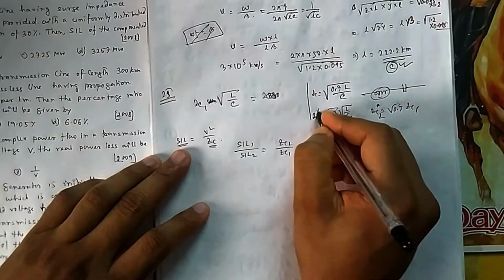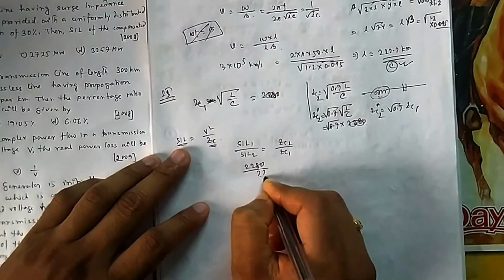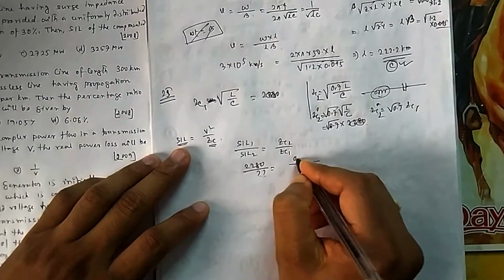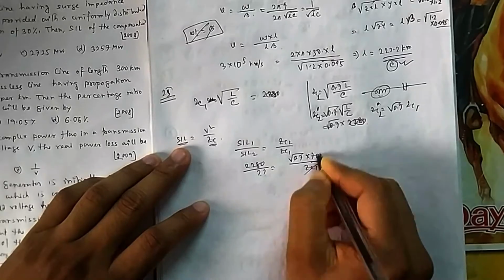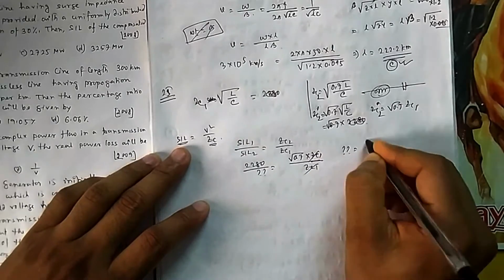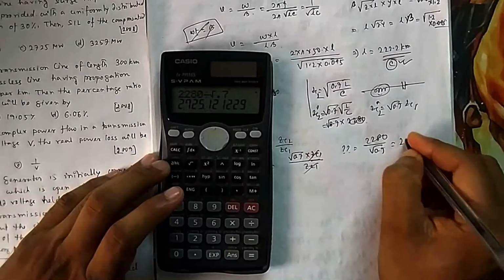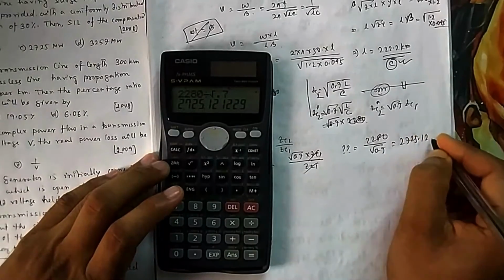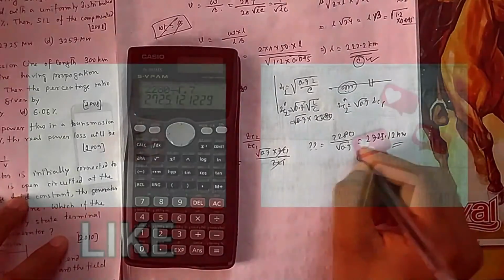Suppose second case is 2. So SIL1 is given 2280, SIL2 we don't know. ZC2 is given root 0.7 into ZC1, and this is ZC1. So that means this one will give 2280 divided by root 0.7. That is 2725.12 megawatt. So that is your option C.